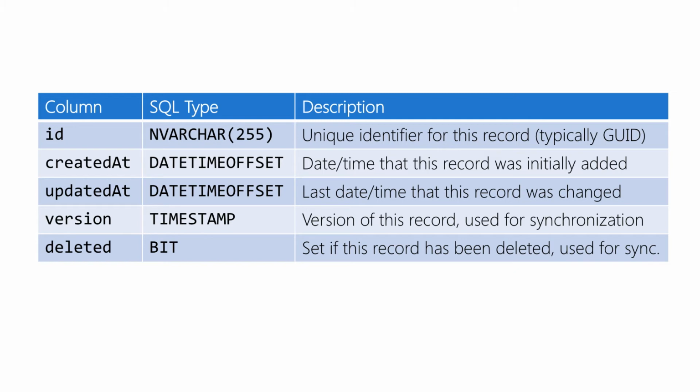The updated@at field is also a date-time offset field that represents the date and time of the last update. The version field is a base 64 encoded string that represents a unique version. The deleted field is a Boolean. It represents that the record has been deleted, and that is used to support cross-device or soft deletion cases.